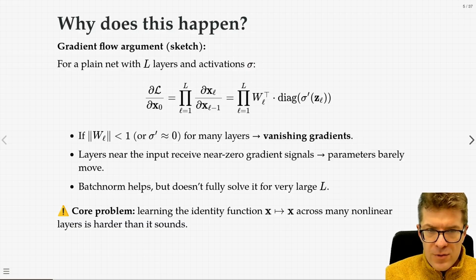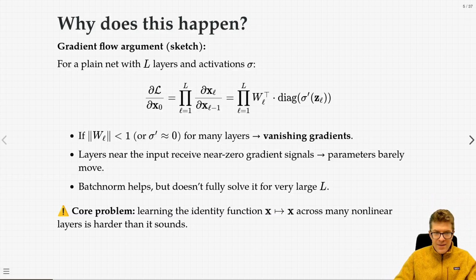We talked previously that, well, if you have the norm or the size of these weight matrices, if they're small, oh, here we go again. Let me see if I can fix this without crashing. Good. Thank goodness for Linux.